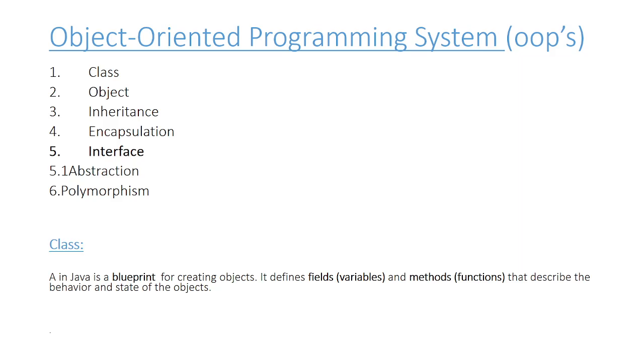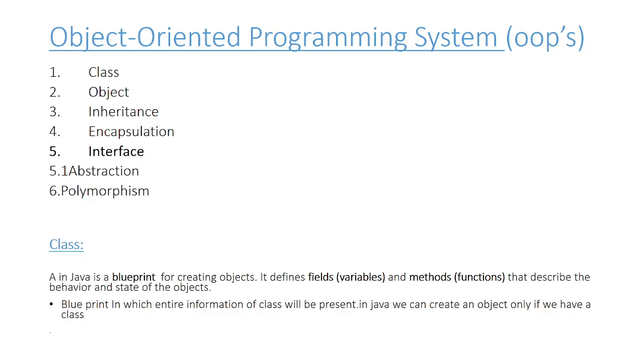It identifies the fields and methods. Class is nothing but variables and methods. Someone will call it functionality, someone will call it methods, based on their understanding. Functionality and methods are the same words. Variables and properties are also the same words. It describes the behavior and state of the object, and it's a blueprint in which the entire information of the class will be present in Java. We can create an object only if we have a class.